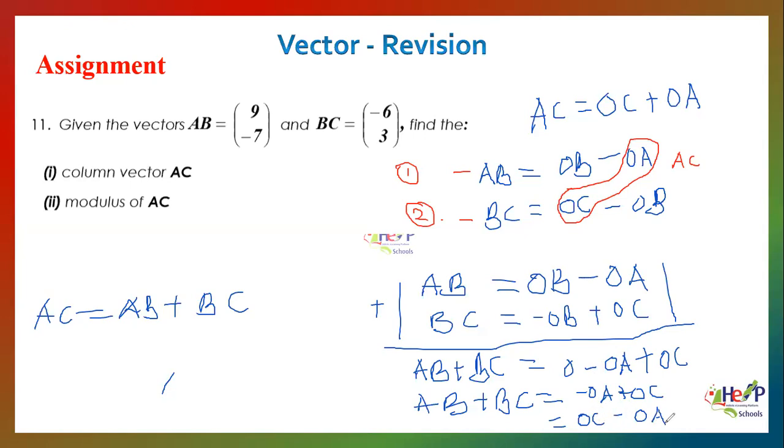OC minus OA, and all of this is the same as AC. All of this is an expression that shows position vector AC. It is what you had tried to write here. AC is equal to AB plus BC. I don't know who was giving us that. You can just continue from there now.